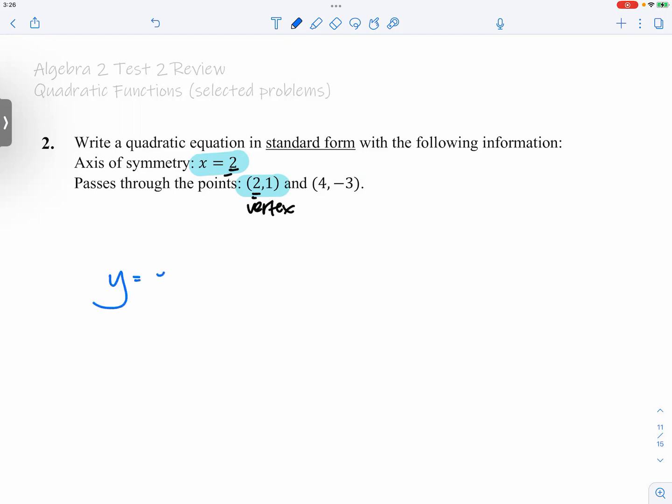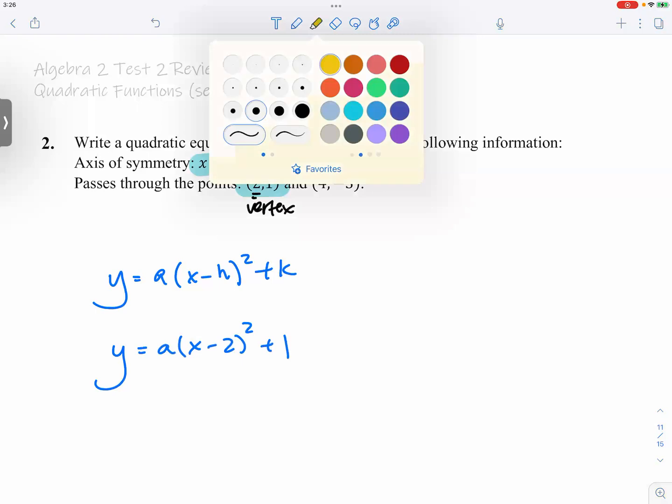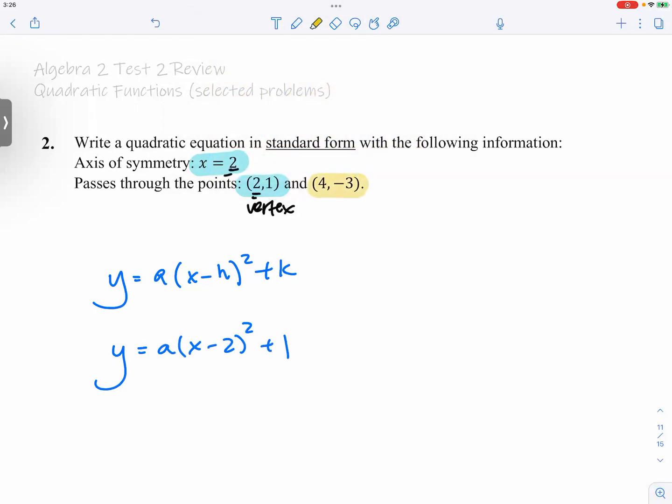So we will say, what is the vertex form? Well, this is the vertex form, and the vertex is (2, 1). So we have our vertex form right here. We're almost there. We just don't know what the a value is. Can we find out the a value? Well, that's where the second point becomes very useful.